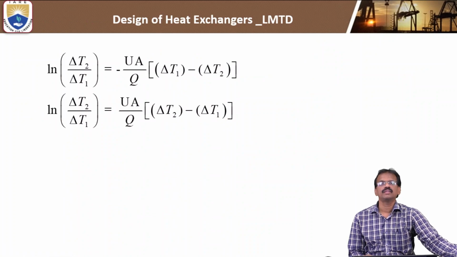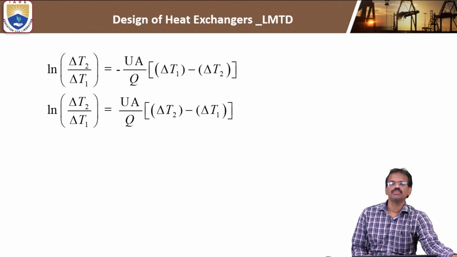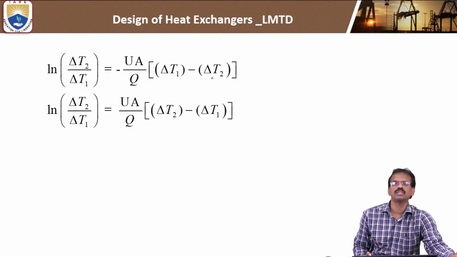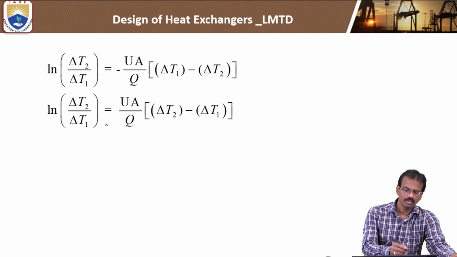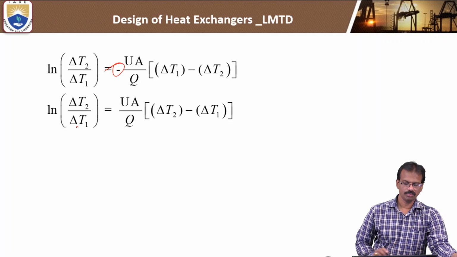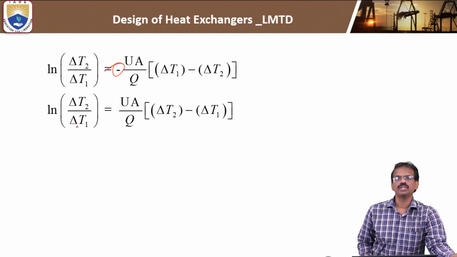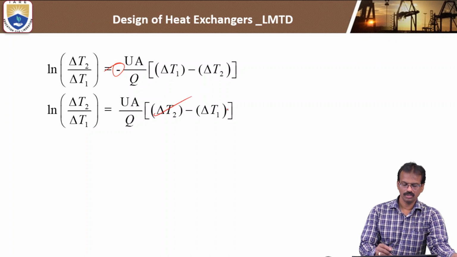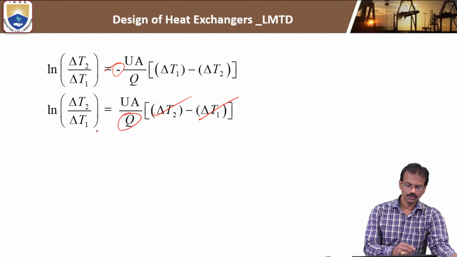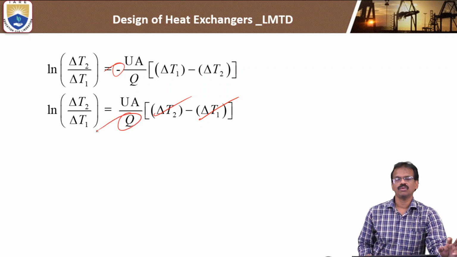So ln ΔT2/ΔT1 is equal to minus UA/Q into (ΔT1 minus ΔT2). Here the minus is there; we can remove this minus by changing it like this: ln ΔT2/ΔT1 is equal to UA/Q into (ΔT2 minus ΔT1). Right? So we require Q, the rate of heat transfer for the counterflow heat exchanger.